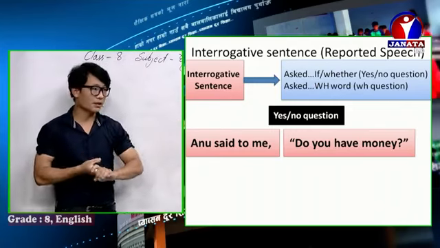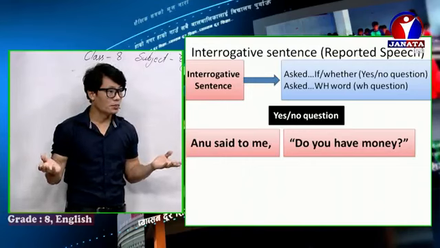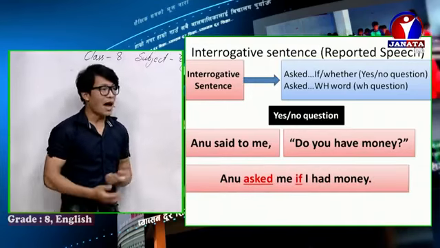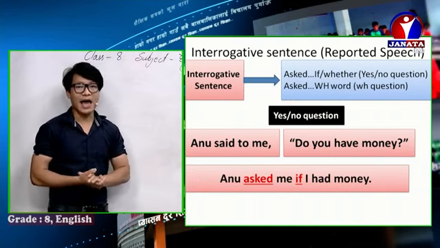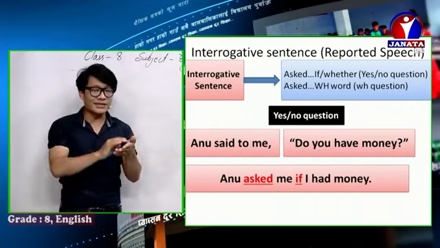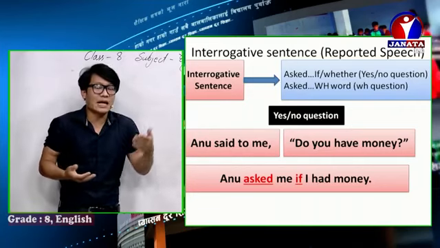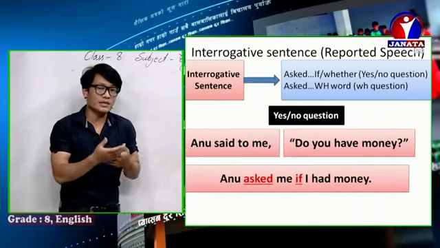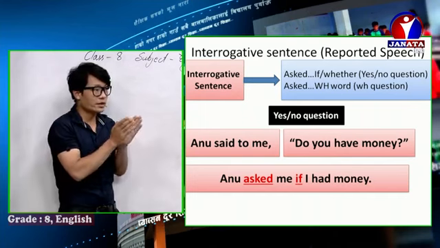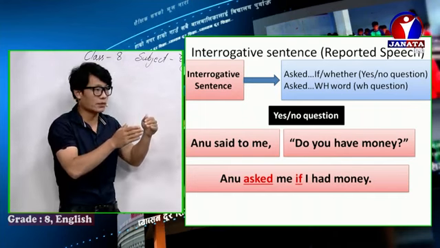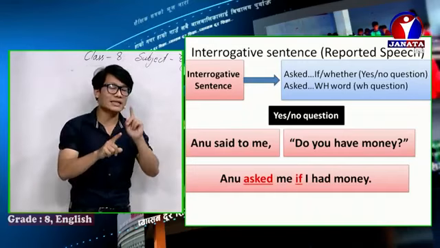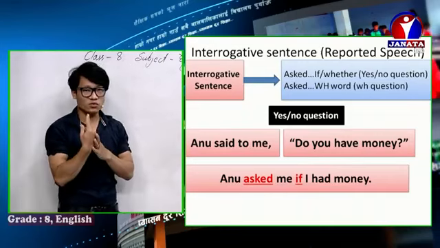Anu said to me, "Do you have money?" Anu asked me if I had money. So remember now, in the place of said to, there is asked, because that is a question. And for the question, we need to write asked in the place of said to. Okay? And this is a yes/no question. So we have two options. One is if, and one is whether. So you can choose one.